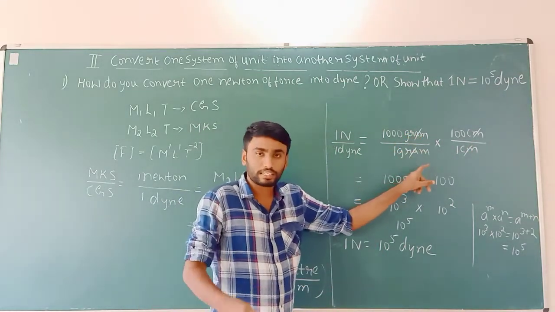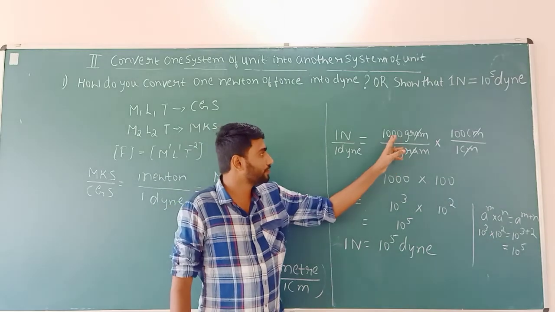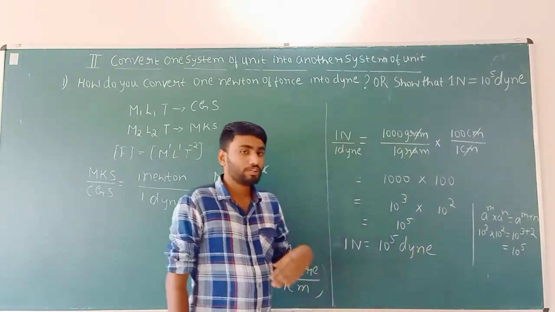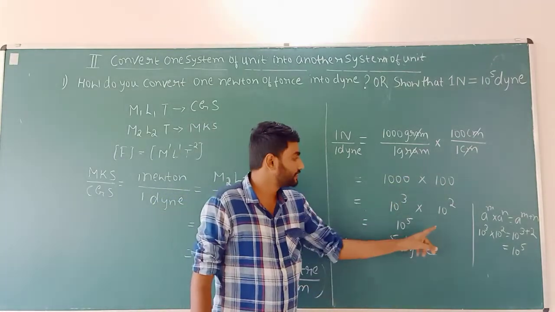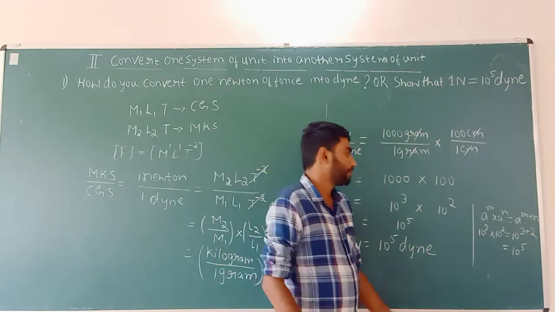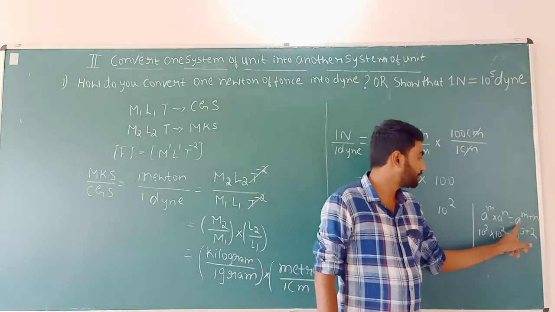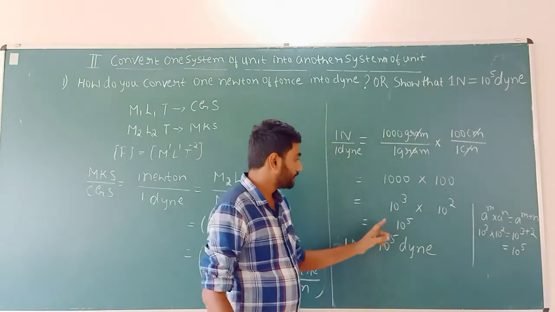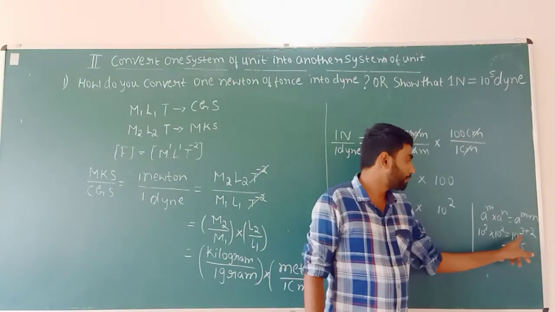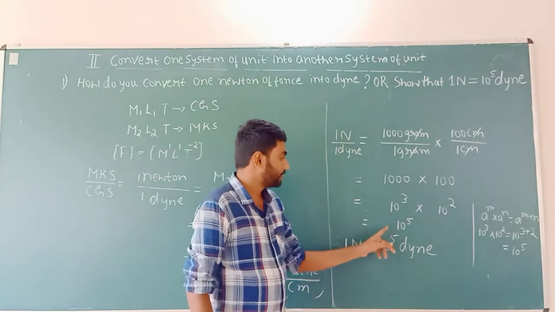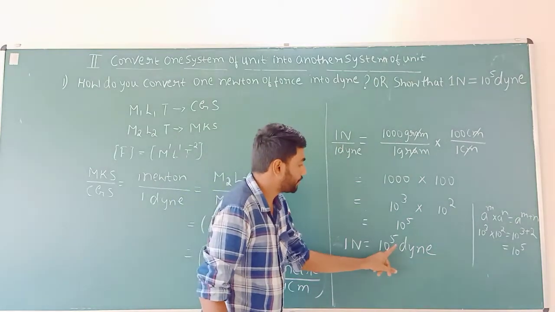Now here gram and gram get cancelled, centimeter and centimeter get cancelled. Now remaining 1000 into 100. This 1000 can be written as 10 power 3 and this 100 can be written as 10 power 2. By applying the mathematical formula a to the power of m into a to the power of n equals a to the power of m plus n, 10 power 3 into 10 power 2 equals 10 power 3 plus 2. We will get 10 power 5. So 1 newton equals 10 power 5 dyne.